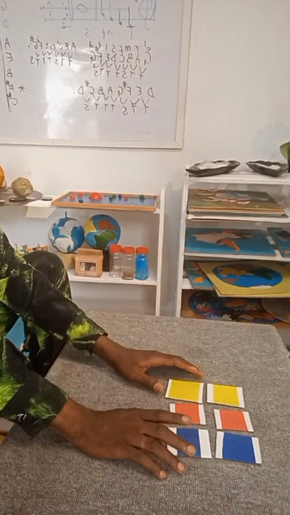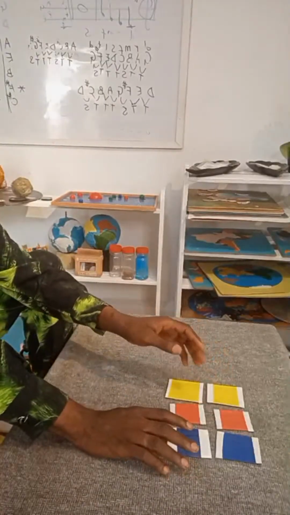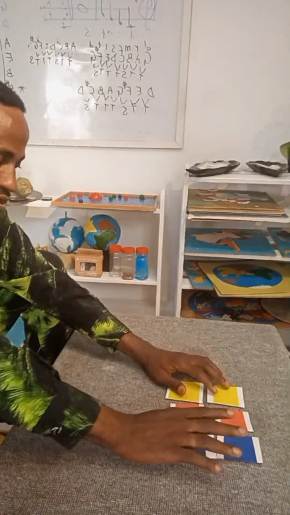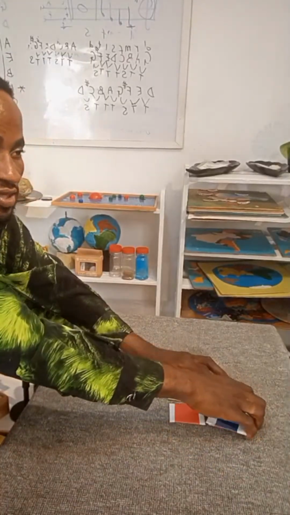This color box 1 comes with just 3 primary colors here, but in 6 pairs. 1, 2, 3, 4, 5, 6. So, do you have any questions?